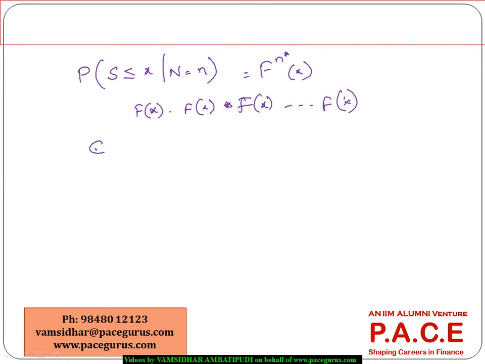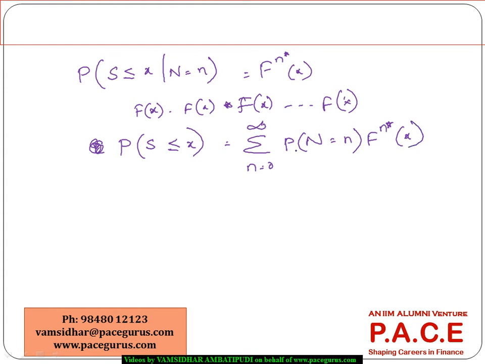So which means now if I'm looking at the distribution function, probability of S less than or equal to x, all I am saying is sigma from n equal to 0 to infinity, probability that N equal to n, and the n-fold convolution of F of x, right? So this is one simple way that we can look at.